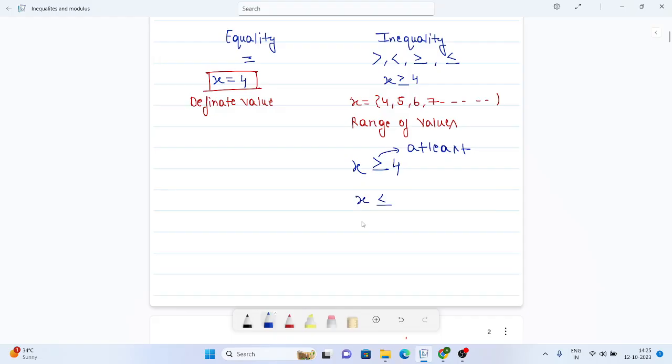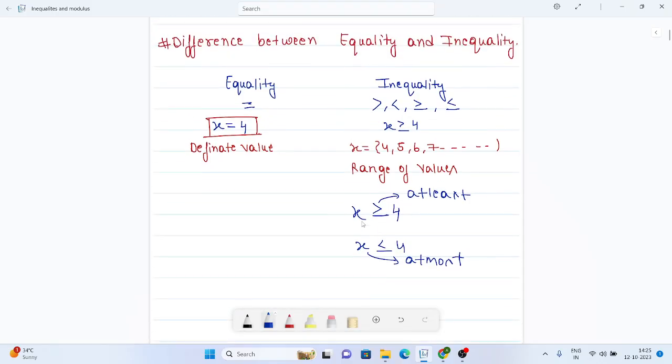When we say x is less than or equal to this, this is the sign of at most. Why at most? Because x cannot be greater than 4, so at the maximum it will be 4. The x will be maximum 4, and either it is less than but not greater than 4, so it is the sign of at most. Okay, so note down this and let me know when you are done.